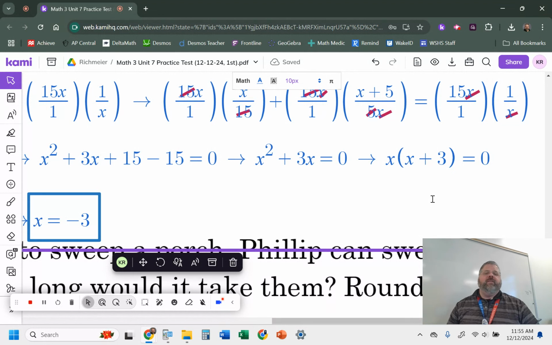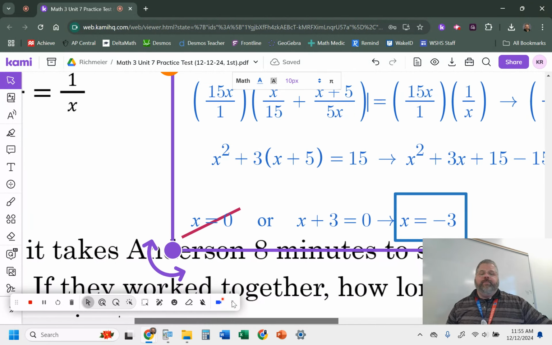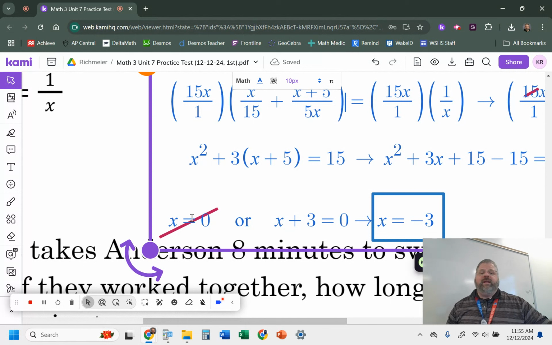Once I've factored and it's equal to 0, I have something called the zero product property. And that means that the product of those two things can only be 0 if one of them is 0. So what we do is we take each factor and we set it equal to 0, which is what I've done here. I have x equals 0, even though I've crossed it out, I'll explain why. And I have x plus 3 equals 0. So one of my possible solutions is x equals 0. I solve this one and I get another possible solution of x equals negative 3.